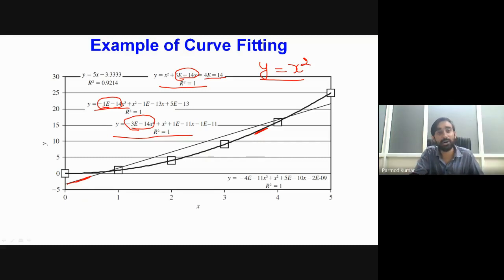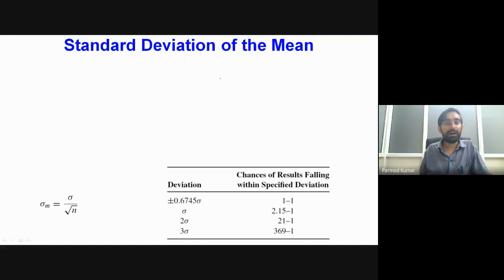Okay, so that's why it is always recommended to first obtain the expression mathematically and then plot it on a graph paper, so that visually we can see whether our correlation is showing the proper trend or not. Okay. Now, standard deviation of mean is a very important topic.